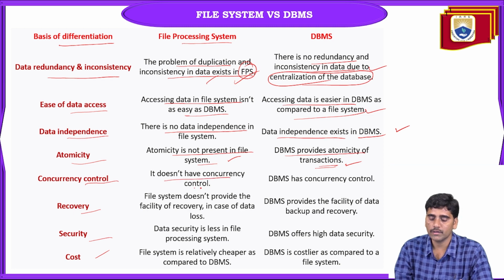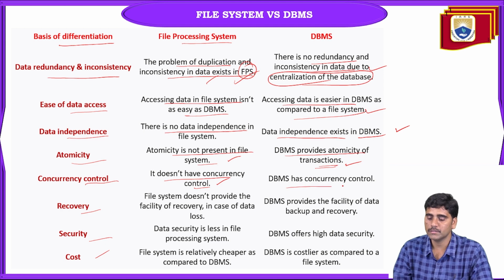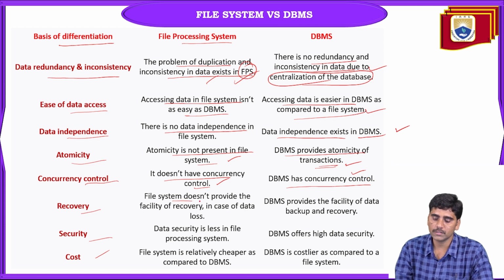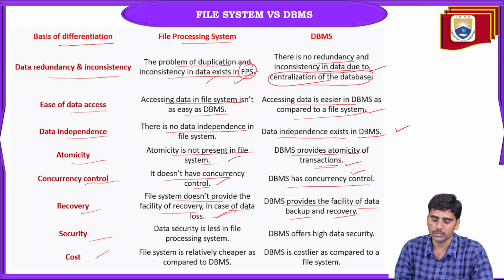The file system does not have any concurrency control, but DBMS has its own concurrency control. The file system does not provide the facility of recovery in case of data loss. It uses recovery options, but it is not able to recover all the data. But DBMS provides the facility of data backup and recovery, both.